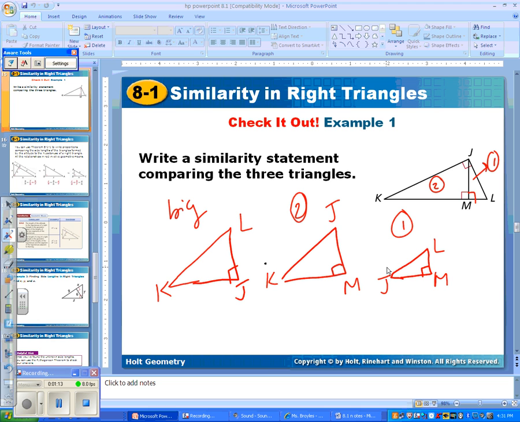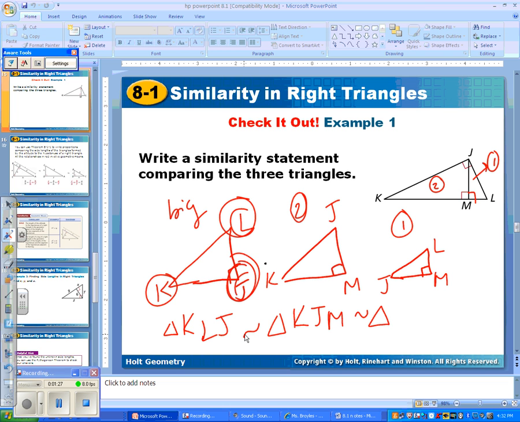So now I can definitely see that triangle KLJ, so I went to this one, to this one, to this one, to the right angle, is going to be similar to triangle KJM, is going to be similar to triangle JLM.